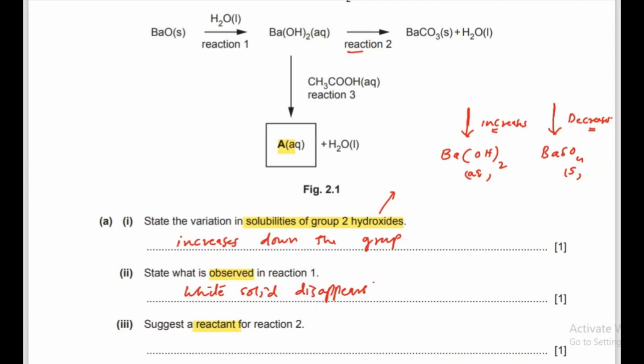Now the reactant for reaction 2. We are getting the barium carbonate from barium hydroxide, and we are getting the water as well. So barium carbonate and water. It means that if it reacts with carbon dioxide, we can get the barium carbonate and water. So this reacts with carbon dioxide. So carbon dioxide is a reagent.